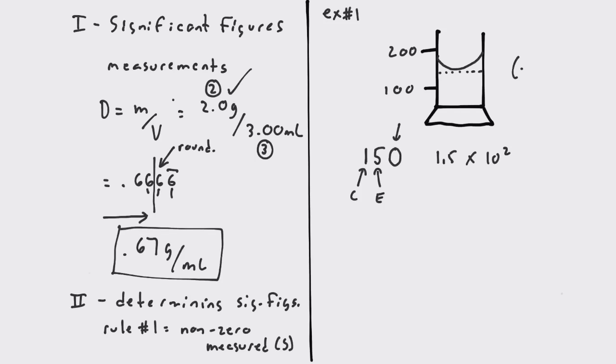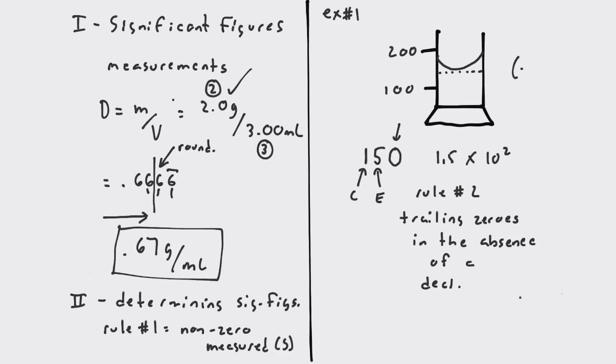So here's rule number 2. Rule number 2 states trailing zeros in the absence of a decimal are not significant. That's what the NS is going to stand for, not significant. So we have two rules so far.